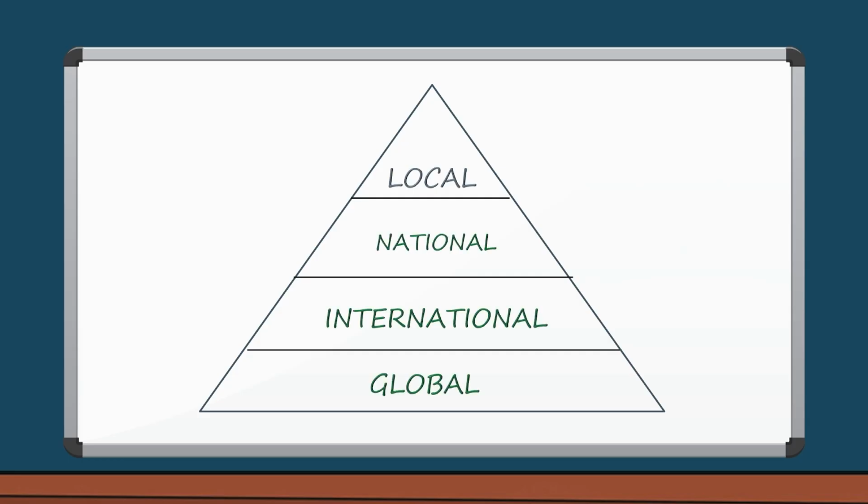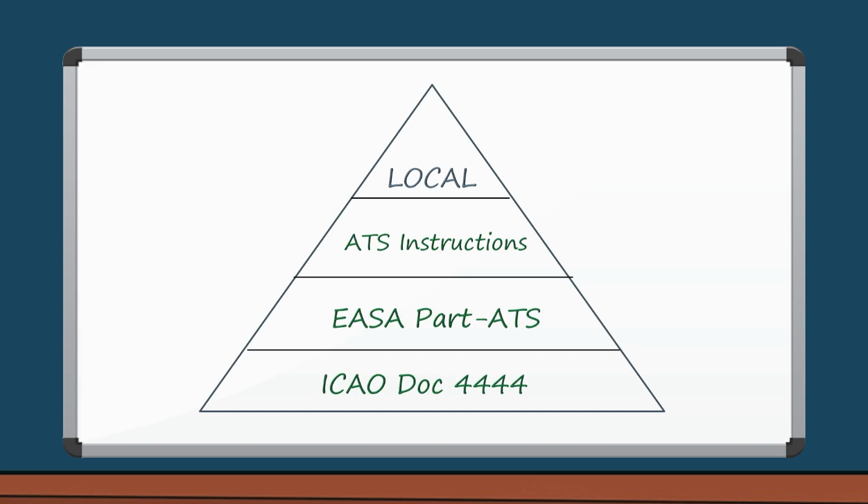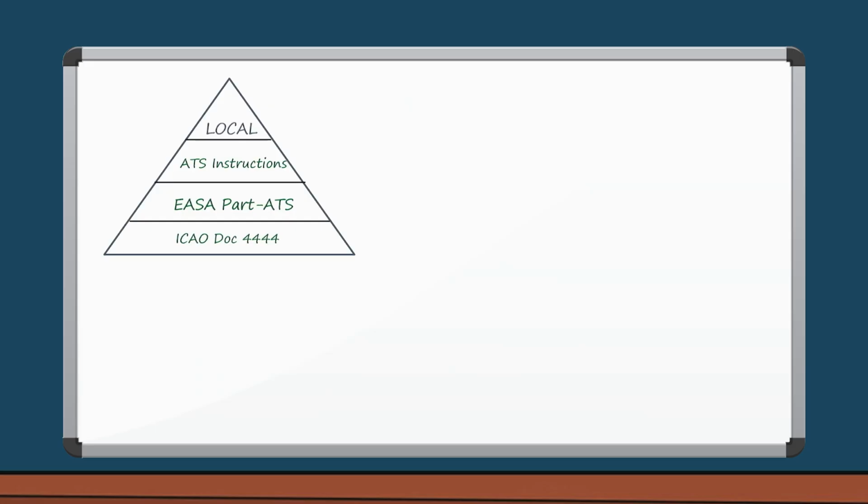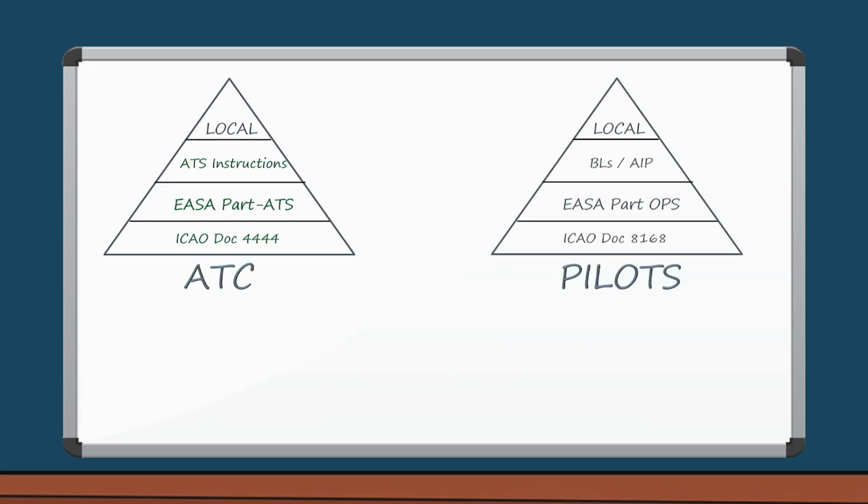That's the three levels of legal documentation: global, international, and national, namely ICAO Doc 4444, EASA Part ATS, and Trafikstyrelsen's ATS instructions. And remember, this is just a small part of the ocean of documentation, because this structure is not only for ATC, it is also relevant for pilots. And this is also relevant for you to read.